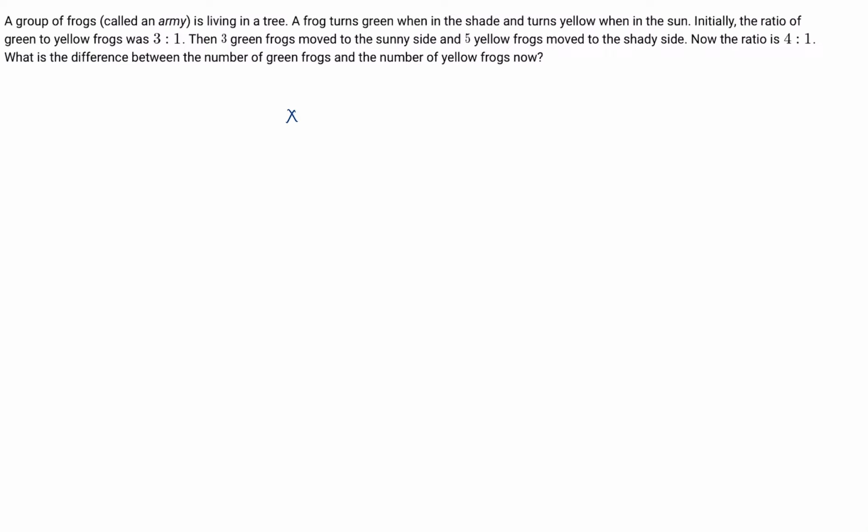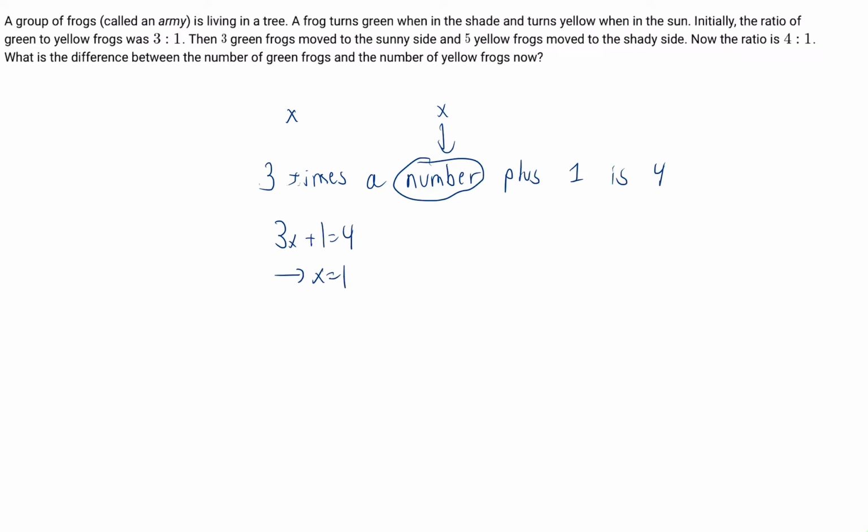Let's just say you have the question, 3 times a number plus 1 is 4. And you're asked to find the number. So the number is the unknown that we're solving for. So we can replace that with x. Then 3 times the unknown, which is 3 times x, plus 1, that's going to be equal to 4. So then x is equal to 1.